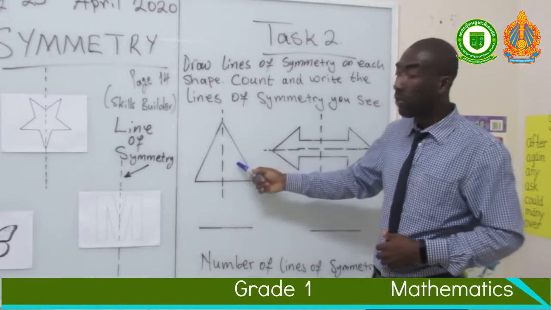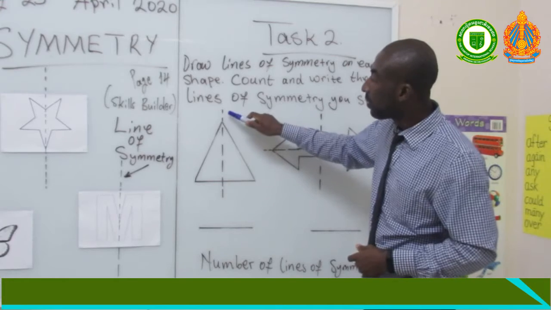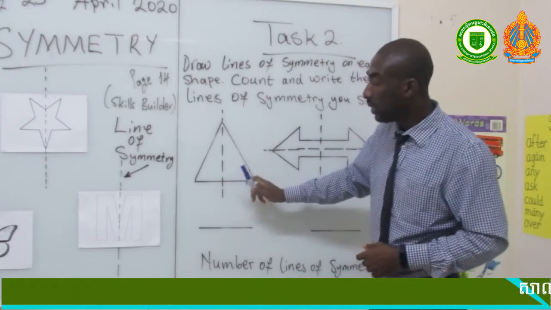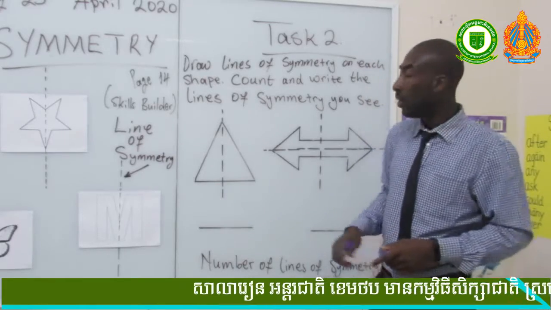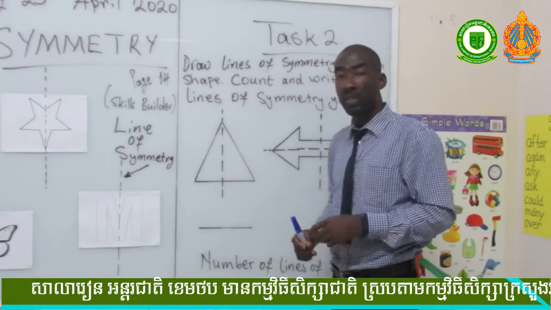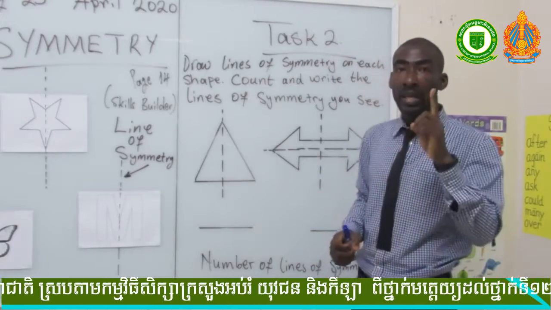If you look at our triangle, the only possible way to put a line of symmetry is from the top through the middle to the bottom of your triangle. Which means when you have an image of a triangle or a shape of a triangle, it can only take one line of symmetry.